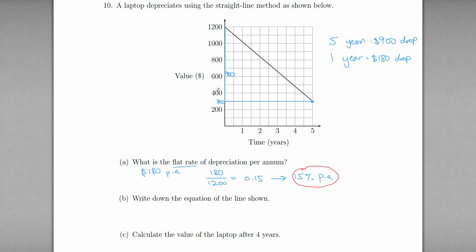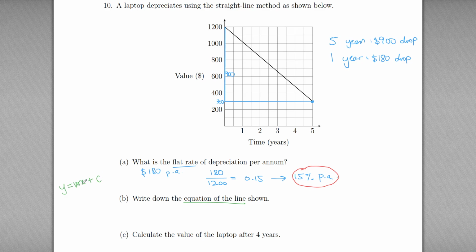Alright, write down the equation of the line shown. Well, the equation of a line needs two things: a gradient and the y-intercept. So we might just remind ourselves the equation of any line really is y equals mx plus... now it's either b or c depending on whether you're old school or not. I'll use c because your book does.